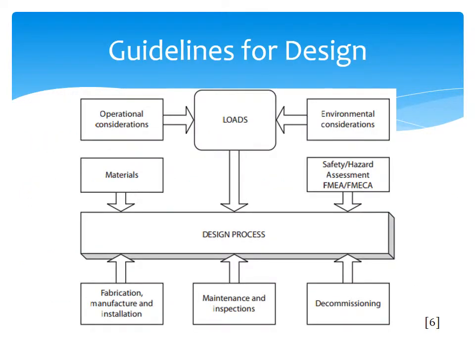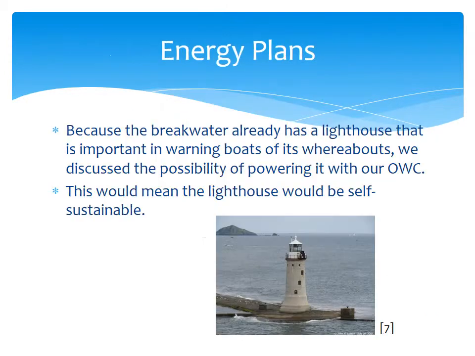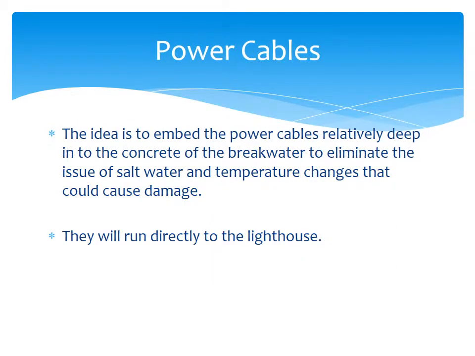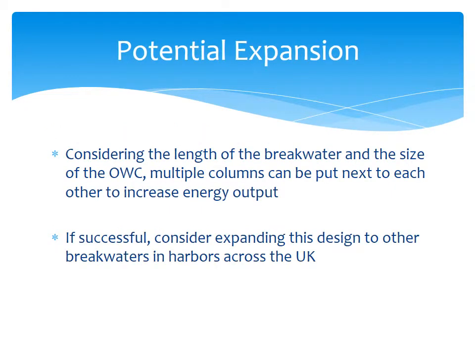There are many aspects of the design process that need to be considered if the design is to stay within current UK legislation, as shown by this diagram. The power generator from the oscillating water column could be used to power the lighthouse situated on the west end of the breakwater. The power cables would be buried in the breakwater to avoid potential interferences and damage. They would be waterproofed and pressure resistant. If successful, multiple columns can be placed along the Plymouth breakwater, as well as others across the UK.